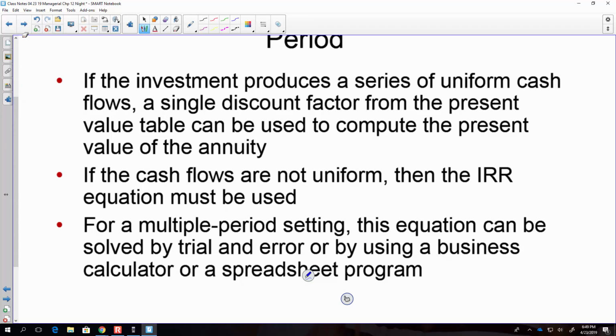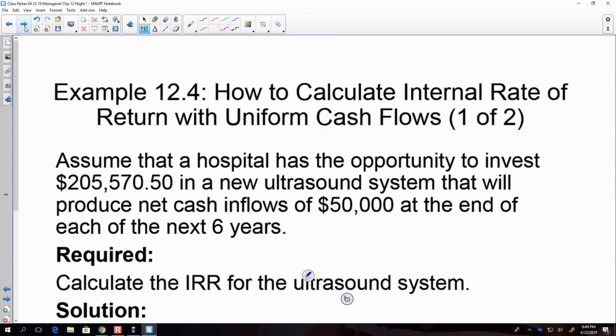It's really easy to compute if the cash flows are uniform. If the cash flows are uniform, it's easy to compute. It's when they're not that it's not easy to compute. So example 4 on page 657 does an internal rate of return computation.